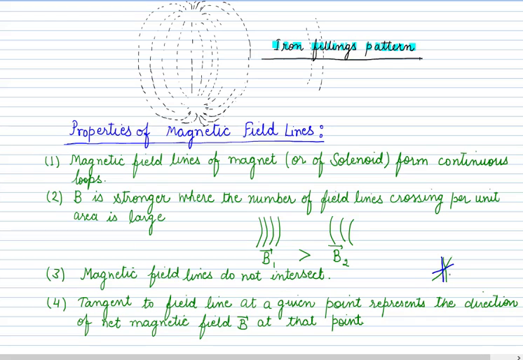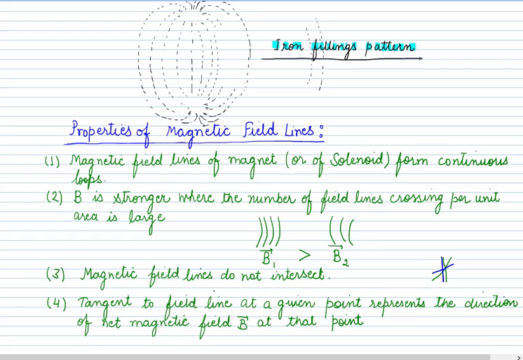So it is not possible for a single point to have two directions of the magnetic field. That is why there is no intersection of magnetic field lines, or magnetic field lines do not cross each other. Hope it is clear to you.